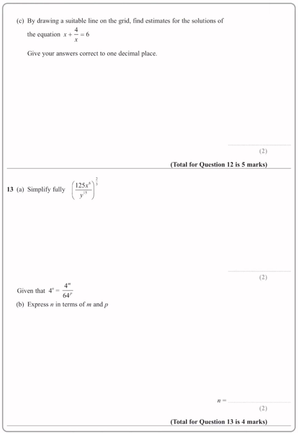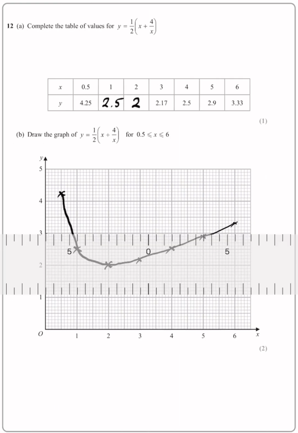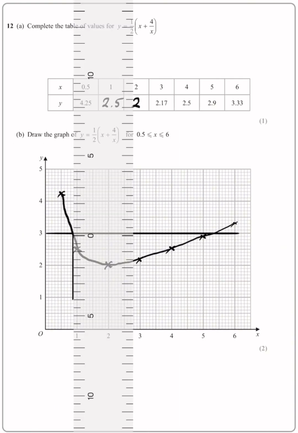All right, for part B, we want to equate that to 6. So the first thing I'm going to notice is that I need to take half of both sides so that the left-hand side is equal to the graph I already have. So half of x plus 4 over x will be equal to 3. I'm going to draw the line y equals 3 on my original graph as a horizontal line going through 3.